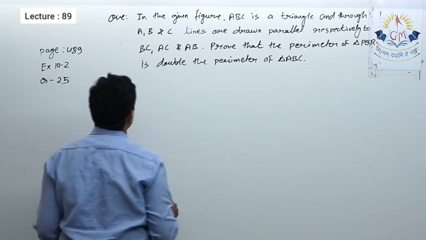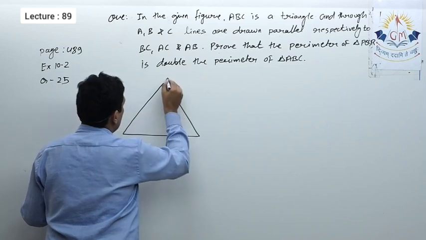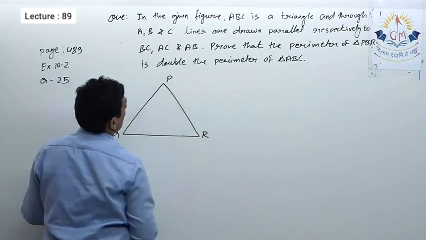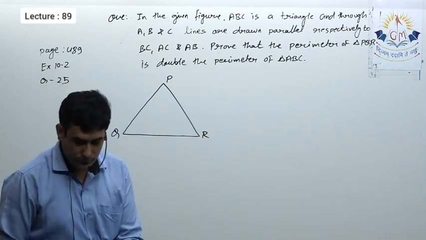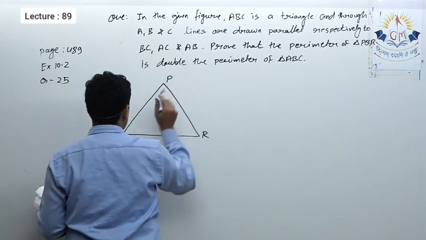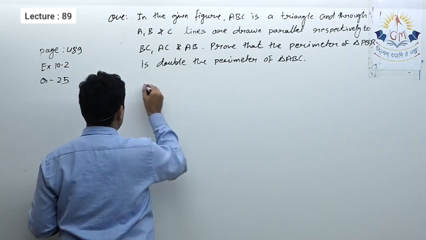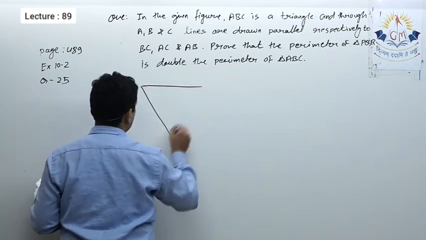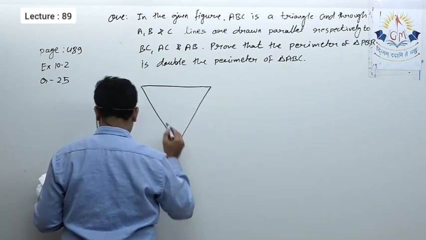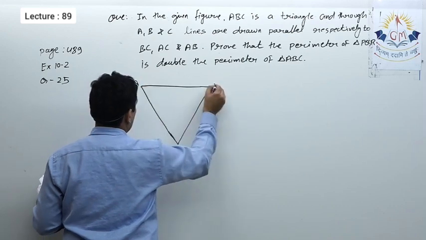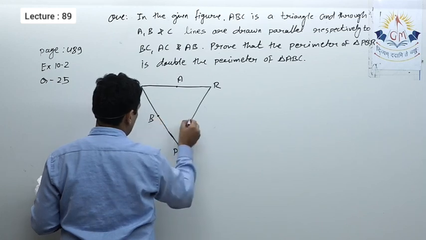Okay, so our figure is given, triangle PQR is given in this figure. It is something like this, and here this is Q, this is P. This is PQR. This is B, and this point is C.